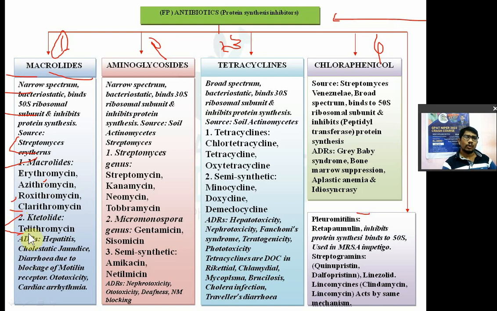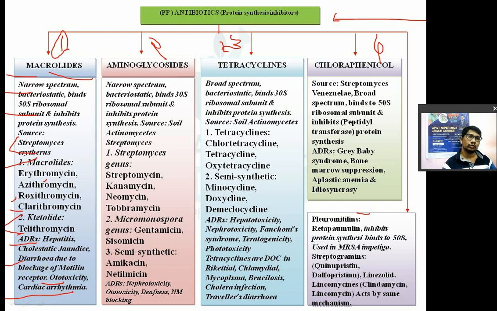Right. Now, what are the adverse drug reactions of these macrolide antibiotics? इनके adverse drug reaction क्या होंगे? So they cause hepatitis, cholestatic jaundice, and diarrhea, and diarrhea is due to the blockage of motilin receptor in the GIT. आपके GIT में motilin receptor होते हैं, that is responsible for motility. So by blocking this receptor, they cause diarrhea. Also they can cause ototoxicity, and some of them also have potential risk of cardiac arrhythmia.